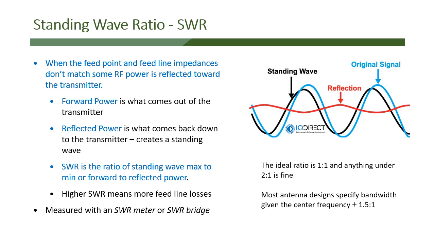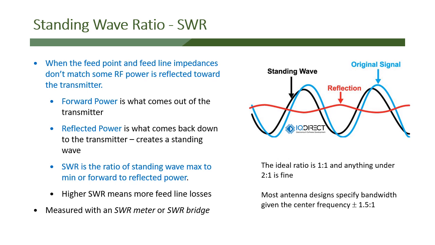So if you think of a center frequency of, let's say, 14.2, and we saw the SWR was 1.5 at 14.1, and it was 1.5 at 14.25, we would consider the bandwidth of that antenna to be 14.1 to 14.25 with a center frequency of 14.2, because we're using that as our designation of bandwidth for most cases.